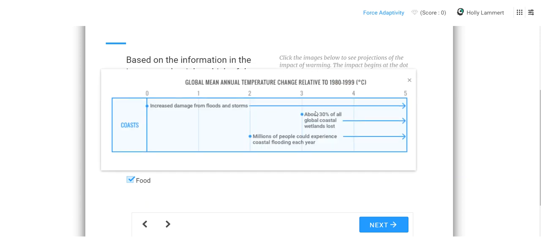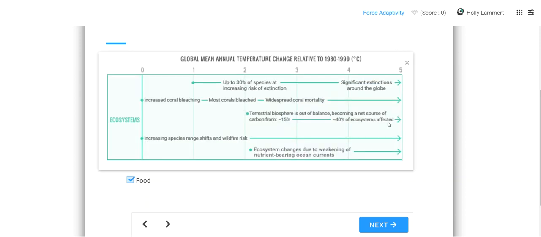Coasts, we have more flooding, about 30% of all global wetlands lost. Millions of people could experience coastal flooding each year. And ecosystems, so many effects, specifically looking at loss of species, 30% at risk for extinction, leading to significant extinctions around the globe. So some people say we're in the Anthropocene, and that is the sixth major extinction that we're experiencing.